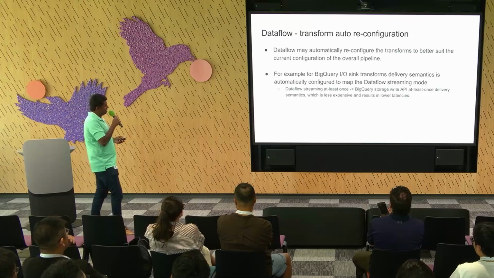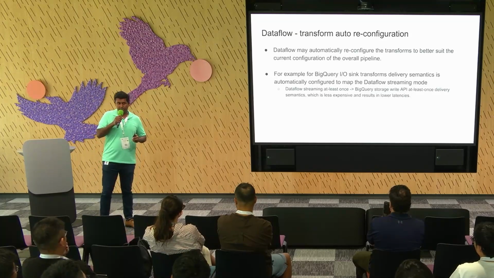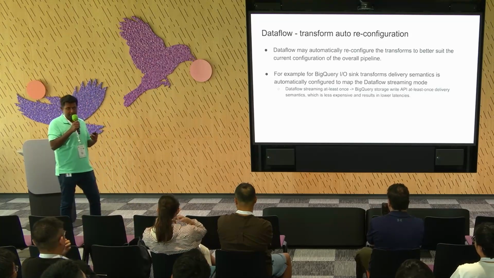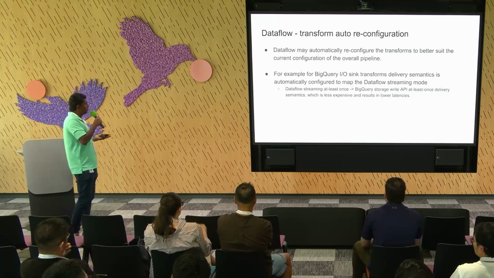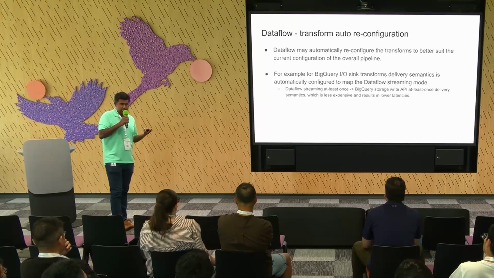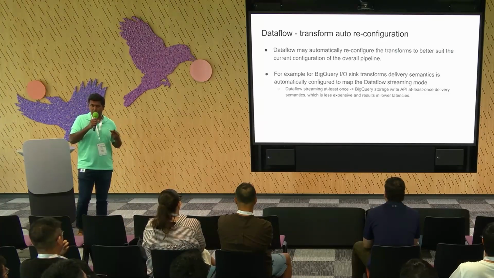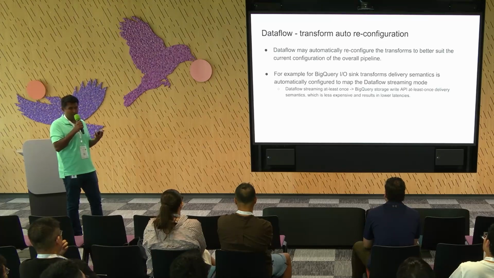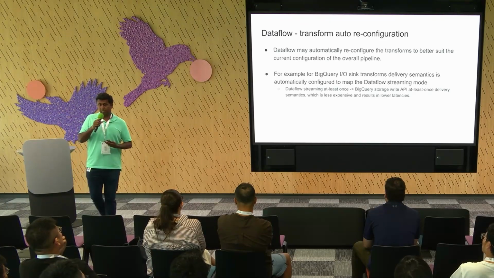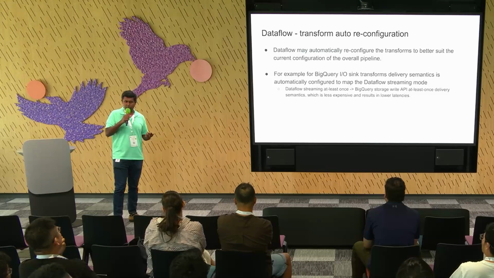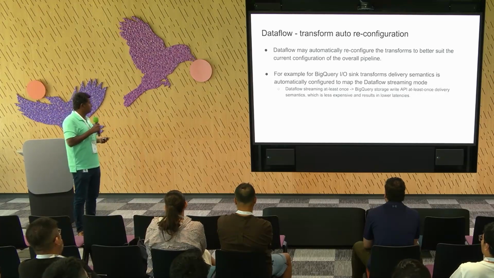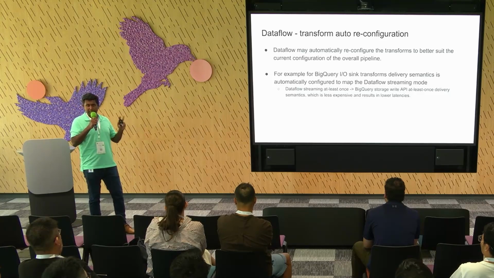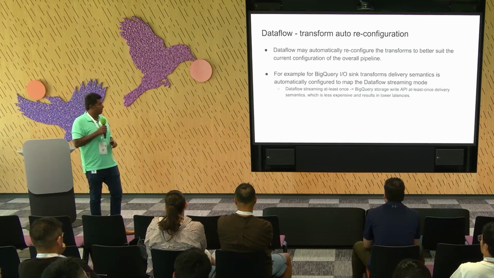Another thing Dataflow does is try to reconfigure some of your managed transforms to better suit the rest of the pipeline. A good example here is the BigQuery I/O sink. BigQuery I/O sink in storage write API mode has two different delivery semantics: at-least-once delivery and exactly-once delivery. The Dataflow runner also has two different streaming modes: at-least-once mode and exactly-once mode, right?